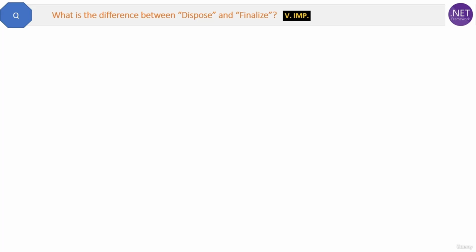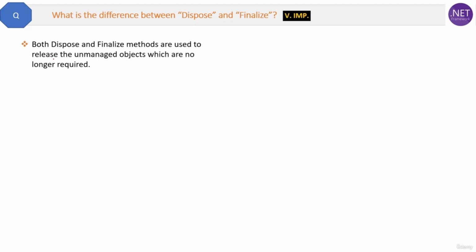This is again a very important question here. What is the difference between dispose and finalize? First, let's see what is the similarity between them, okay? Both dispose and finalize methods are used to release the unmanaged objects which are no longer required.